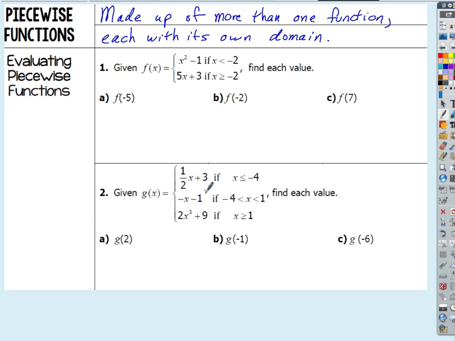Okay, but either way, to the right of that, you're going to see the domain that goes with that function. So what does this piecewise function really say? It says f of x is equal to x squared minus 1 for the domain x is less than -2. And f of x is equal to the different function 5x plus 3 for the domain x is greater than or equal to -2, right? So there's two different behaviors in the function. It switches gears based on which values of x you're inputting, okay?